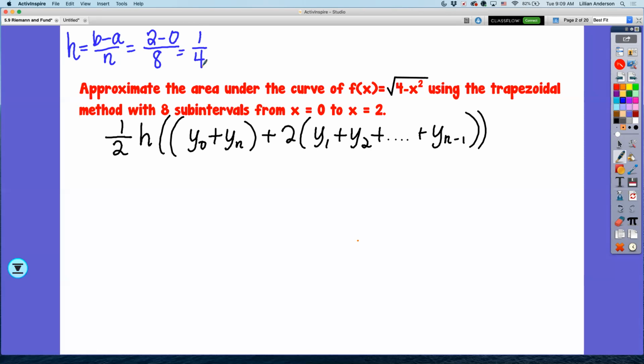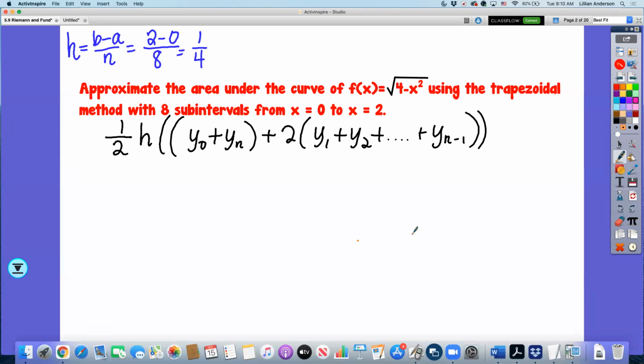Then y sub 0, y sub 1, y sub 2 is essentially the values that you would plug into the function as your output. I showed you guys how to do this using a table. The table was a way to keep everything nice and clean and organized using your calculator. I'm not going to write everything down. I'm just going to use my calculator to do this.